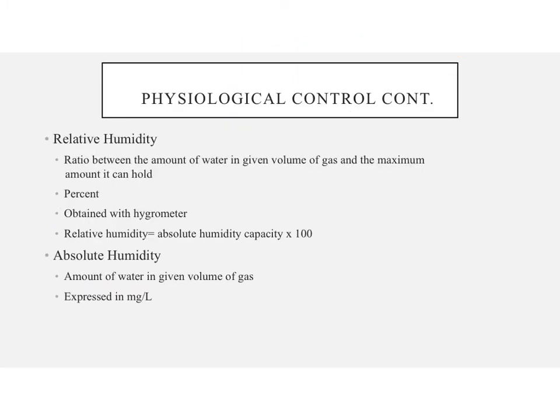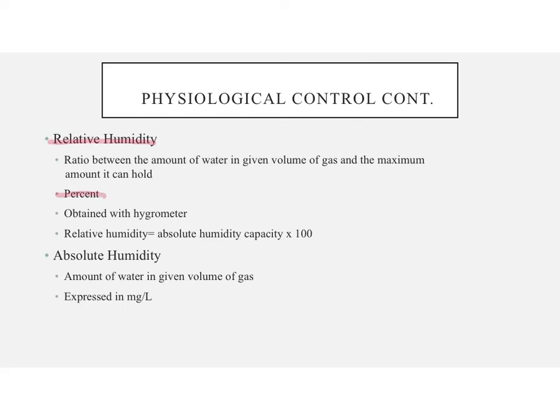Okay, now that we've talked more about the isothermic boundary, let's go over relative humidity and absolute humidity. So relative humidity is a ratio between the amount of water in a volume of gas and the maximum amount that gas can hold. So it's how much water a gas can hold versus how much it's actually holding. And it's important to know that it is represented as a percent.